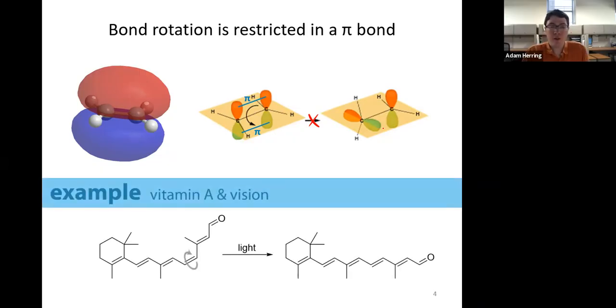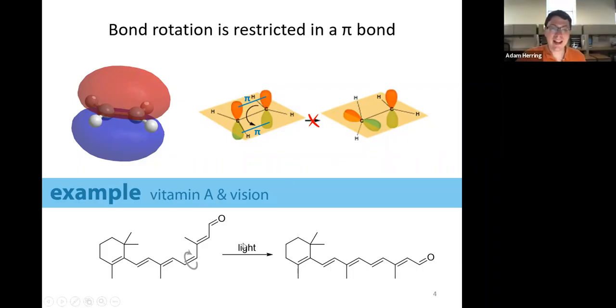Now, we can break those bonds, but it requires energy. So this is what happens when light hits vitamin A. Vitamin A is a vitamin that is essential to human diet, and part of why it's essential is because we cannot produce it. Vitamin A can be converted into beta carotene, which is used in our eyesight.